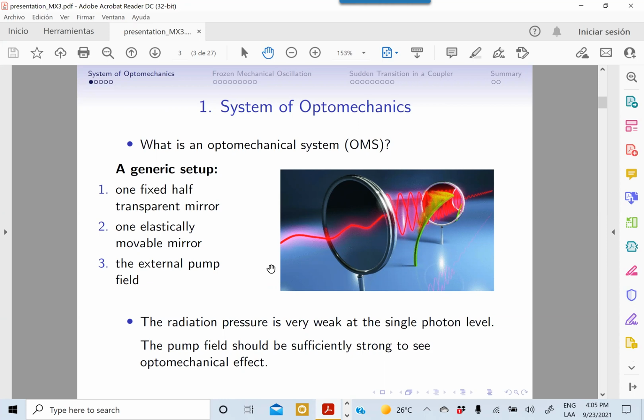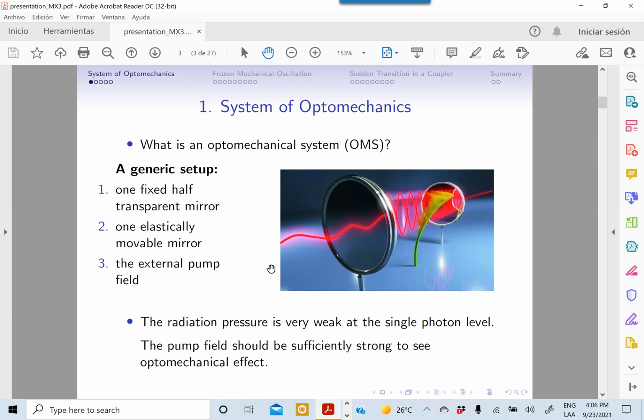This external pump gives rise to a cavity field between these 2 mirrors. A cavity field means that some of the photons will be stored between these 2 mirrors to build up a standing wave. These fields carry energy. Of course, they also carry momentum. The momentum will push the movable mirror, making it vibrate a little bit to and fro around its equilibrium position. In this way, these 3 elements form an optomechanical system. Opto means light. Mechanical means mechanical oscillation. This is where its name comes from.